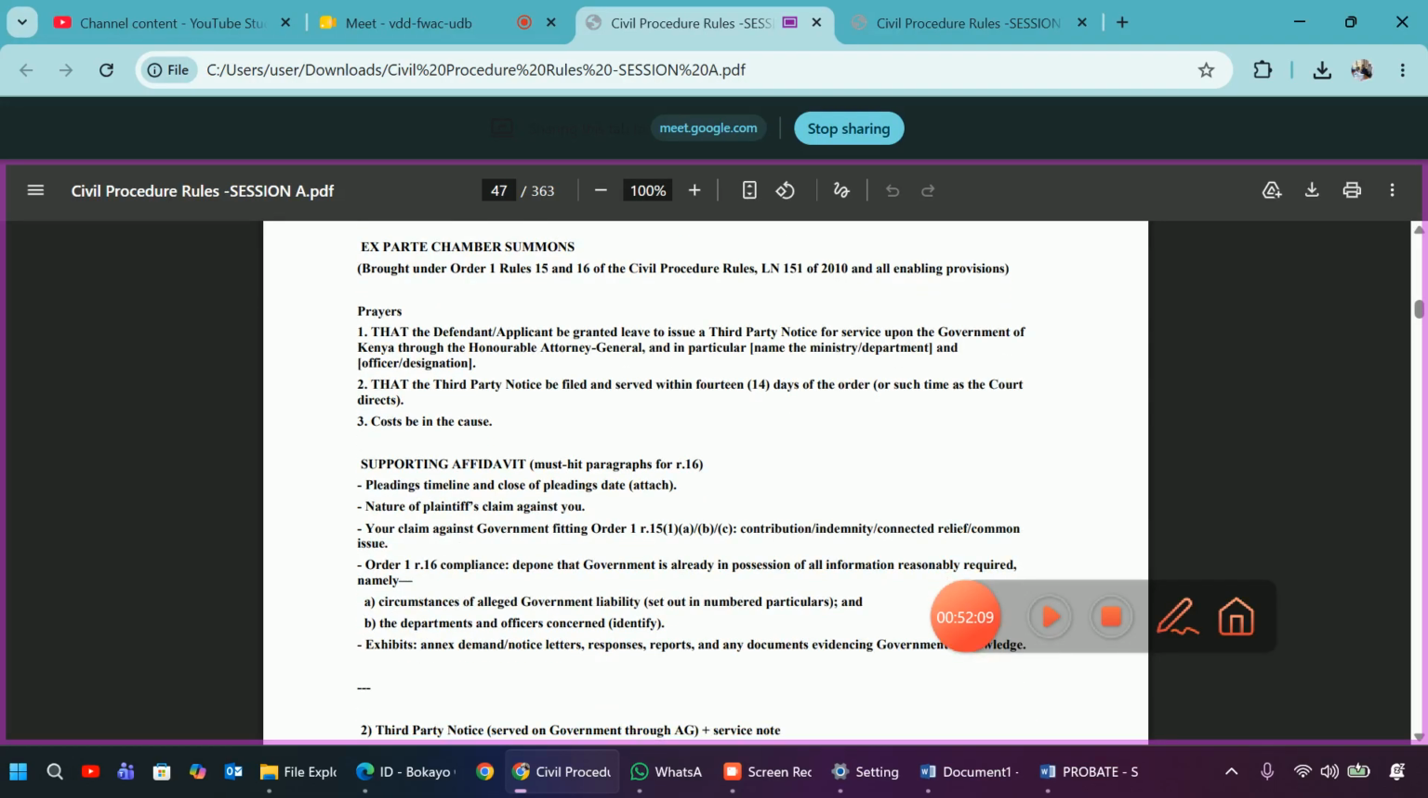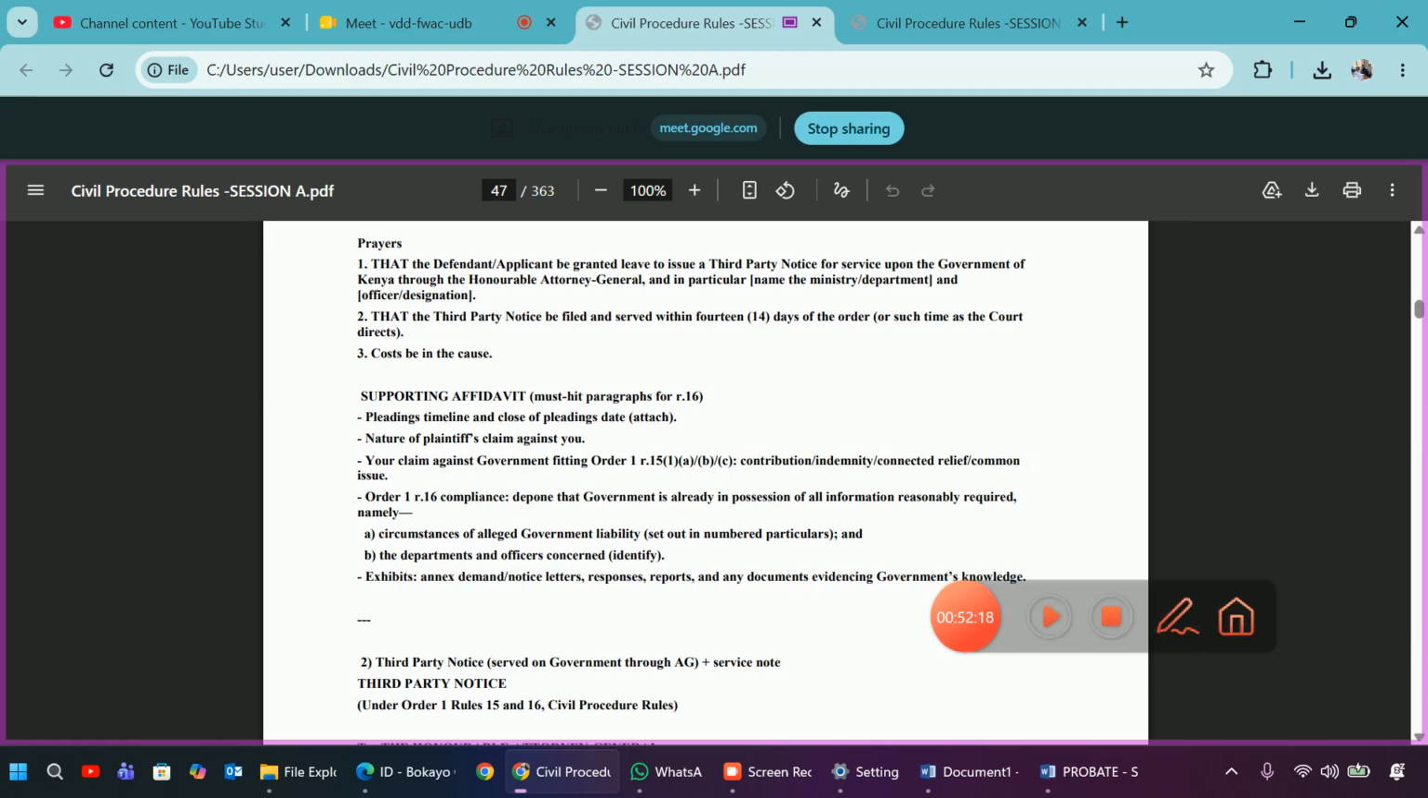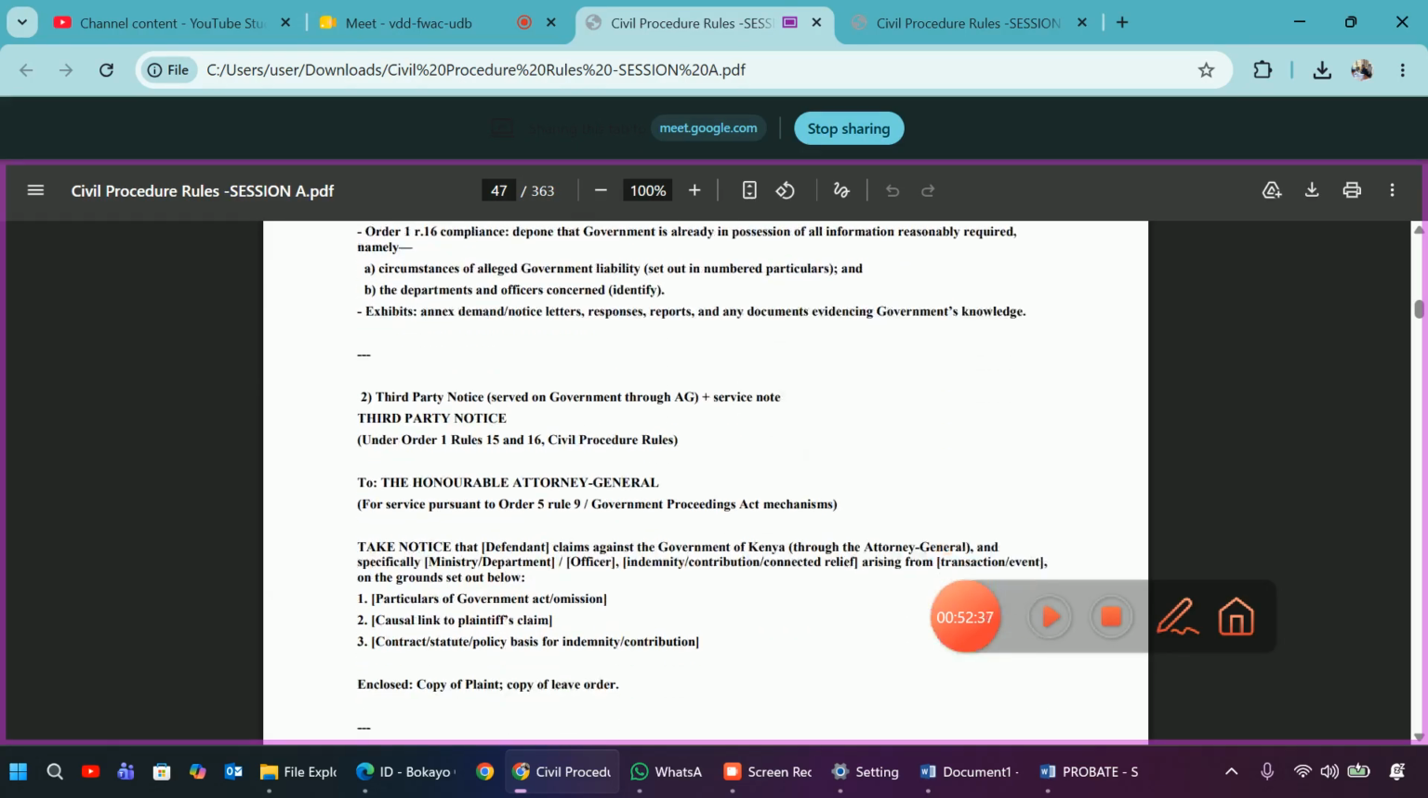What are the grounds that you will be relying upon? That they are the ones in custody of this information and are not fishing for it. Supporting affidavit: pleadings timeline and close of pleadings, nature of the plaintiff's claim against you, your claim against the government, where you want contribution and indemnity. Then check compliance under Rule 16, that is, the circumstances of alleged government liability and the department and officers concerned, clearly identified.